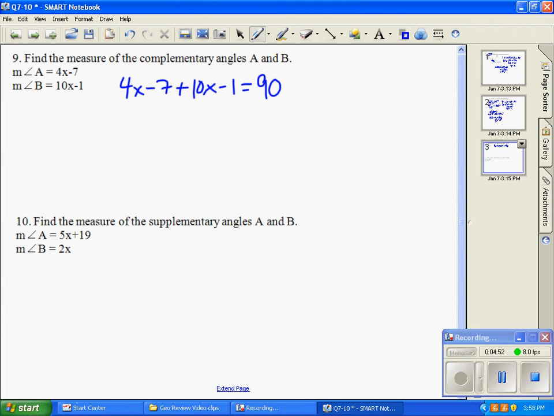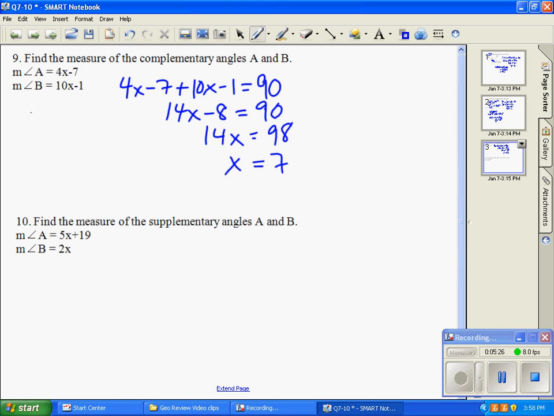So simplify this. We have 14x minus 8 equals 90. We add 8 to both sides, and we divide by 14, so we're going to get x equals 7. Okay, so we're almost done. We still have to find the two angles, so we're just going to take the x and plug it into each one of the expressions.